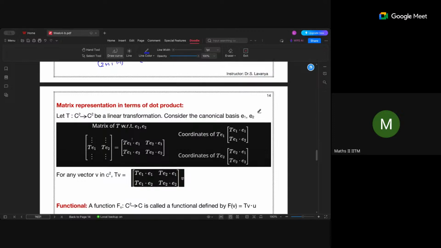See, E1 and E2 are obviously orthonormal basis. If this forms an orthonormal basis, then you know that for TE1, this is your W here, the coordinates are TE1 dot E1 times E1, plus TE2 dot E2 times E2. So these are your coordinates from the concept we have seen earlier. Do you all agree with that? Yes or no? How did we write this? Can you all understand?